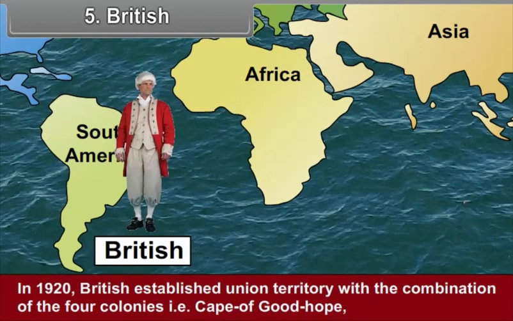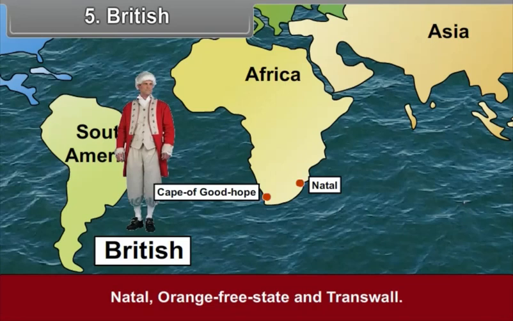In 1920, the British established the Union Territory with the combination of four colonies, that is, Cape of Good Hope, Natal, Orange Free State and Transvaal.